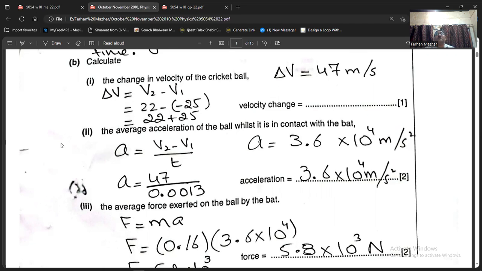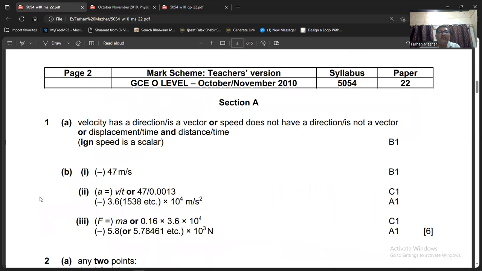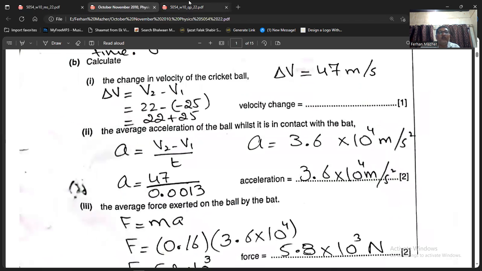When you do this on your calculator, you will get 3.6 × 10^4 meters per second squared. 3.6 × 10^4 meters per second squared. So our answer is right. So this is the solution.